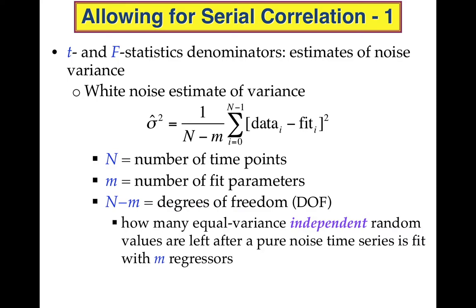Serial correlation is also called temporal correlation, that is, correlation through time. And correlation through time means that the noise at one point in time can be predicted by the previous values in time. What is called white noise, or uncorrelated in time noise, is noise where knowing the value at one point in time doesn't help you predict what it is in the future.